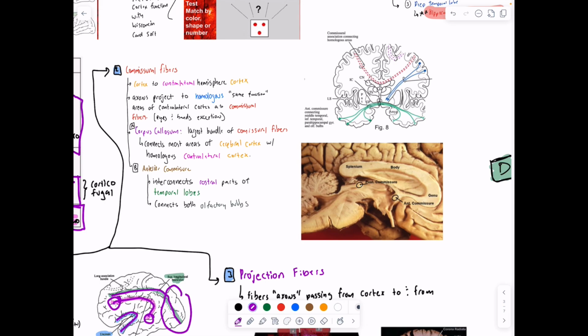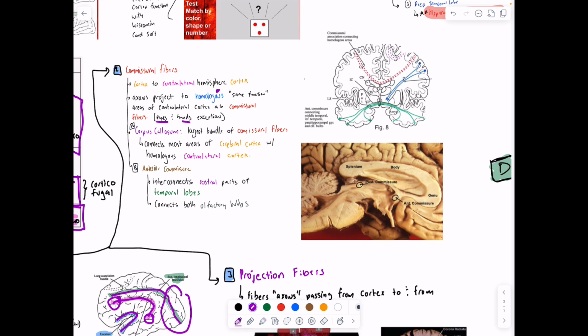So anyways, we have the commissural fibers, which are from cortex to contralateral hemispheric cortex, and they generally project from homologous areas to homologous areas. So, say this area of the cortex is dealing with the face, let's project to the other area of the cortex dealing with the face. The only two exceptions are areas controlling the eyes and hands, but these commissural fibers are connecting homologous areas.